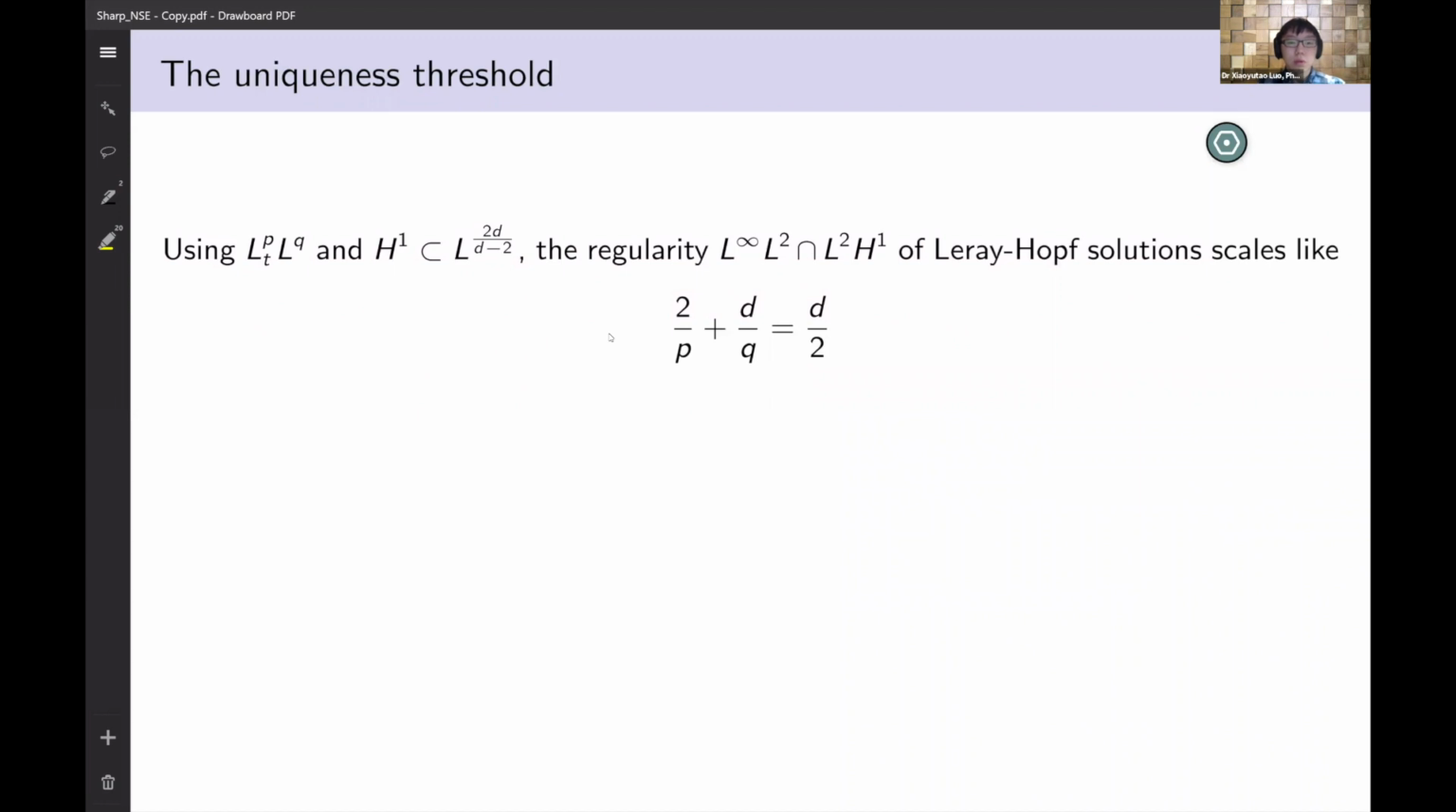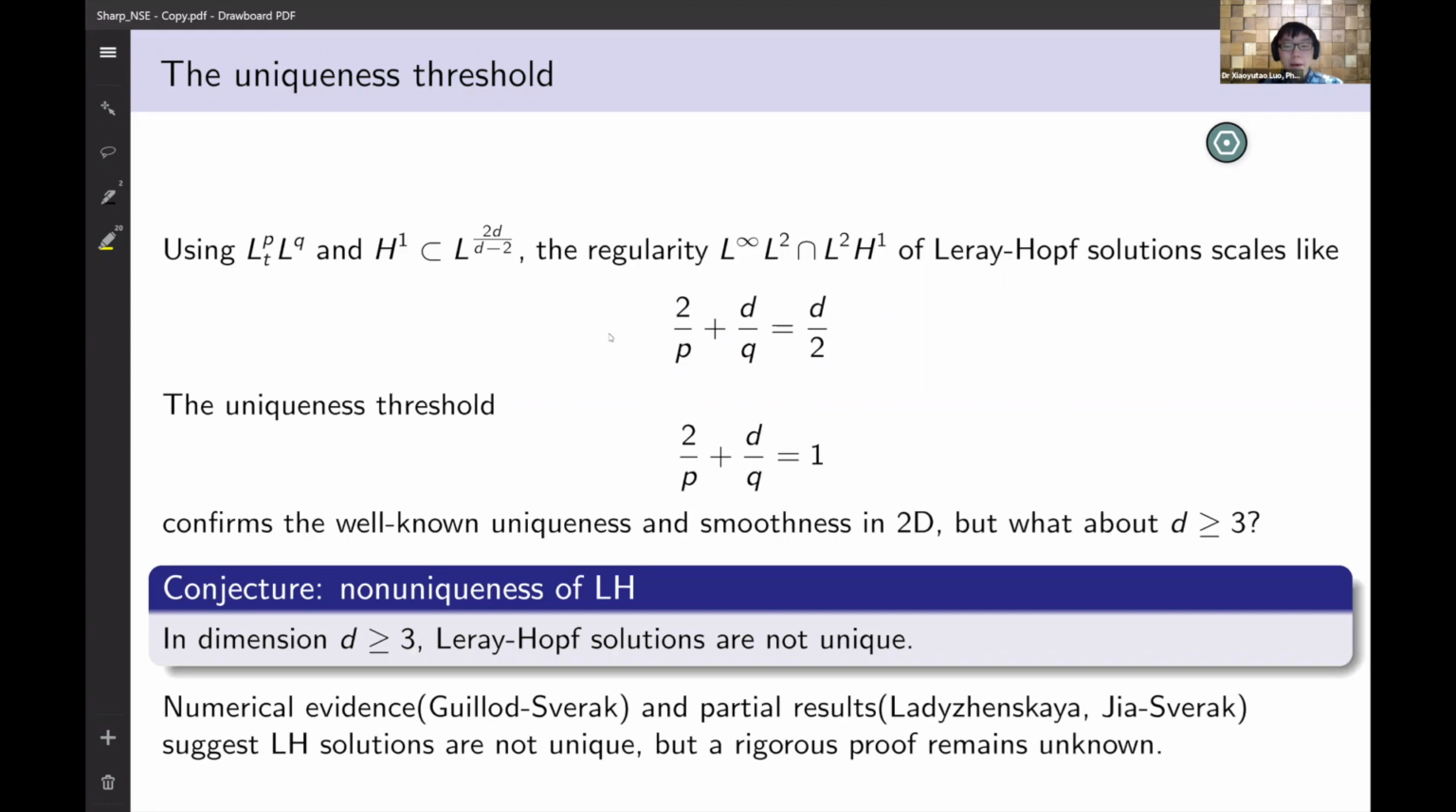And then to take a look at the regularity of the Leray-Hopf solution, right? We have L^infinity L^2 and L^2 H^1. You can use Sobolev embedding to find that H^1 scales like the L^p space with p = 2d/(d-2). So formally, if you put this into the umbrella of this L^p L^q scaling, you discover this line of scaling for the Leray-Hopf solution. And because the dimension is bigger than or equal to 2, in 2D these two scalings coincide. So this in particular confirms the well-known uniqueness and smoothness for Leray-Hopf solutions in 2D.